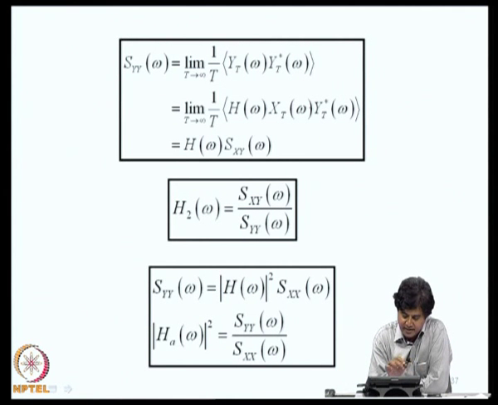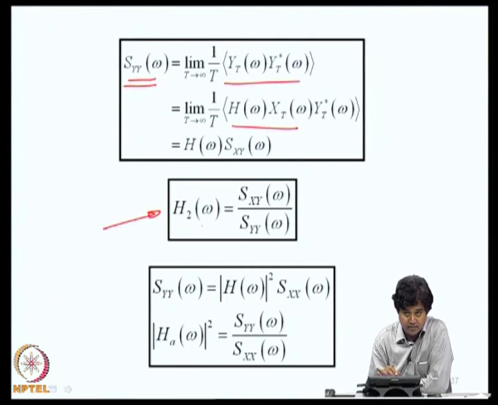Before I come to that, we can also consider another relation that exists, namely, if you consider the power spectral density function of the output, this is the definition, and if for Y T of omega, I write h of omega into X T of omega and examine this relation, I get Syy of omega to be h of omega into Sxy of omega. So, I get another definition for the frequency response function, which is Syy of omega divided by Sxy of omega.